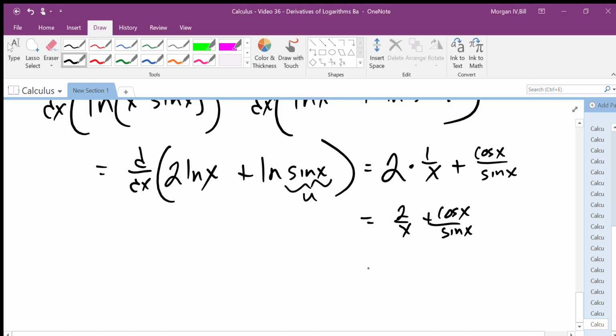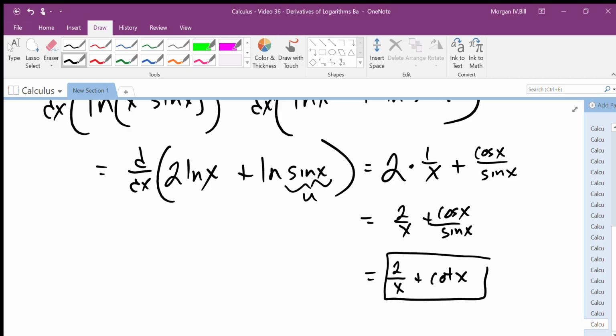Or if you like to use trig functions, cosine over sine is cotangent. This is 2 over x plus the cotangent of x. And I promise if you did it the original way with the product rule, it would not turn out this nicely or be this quick.